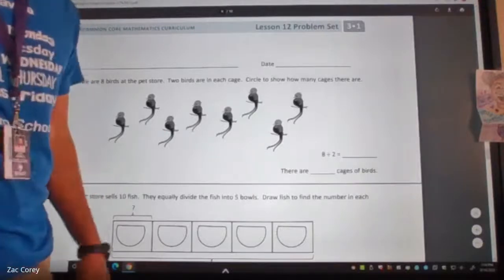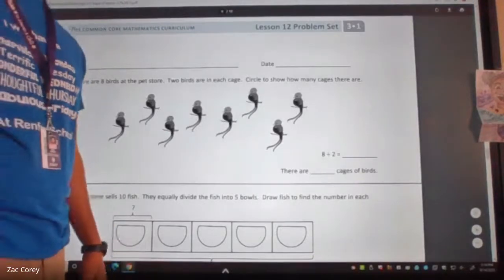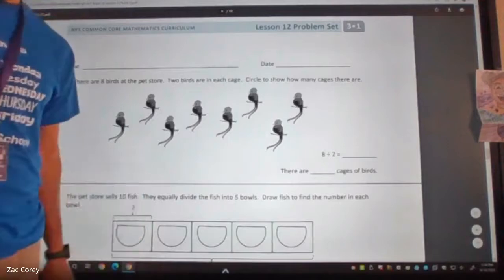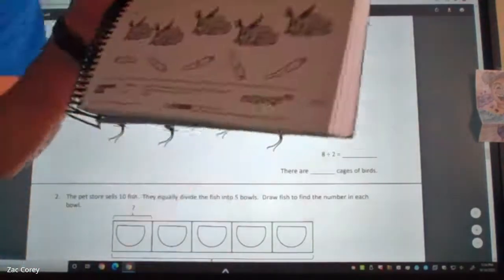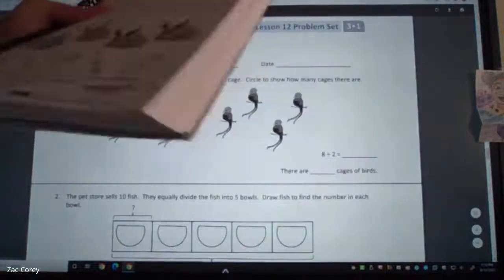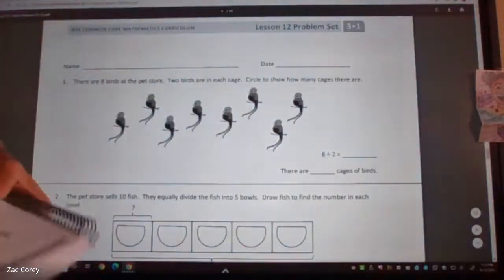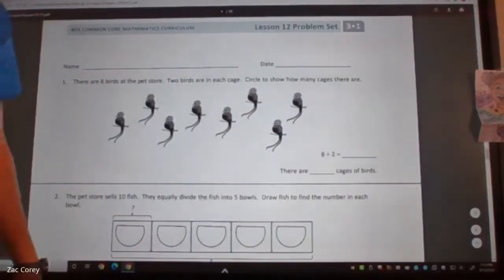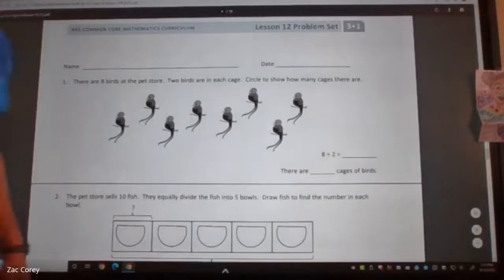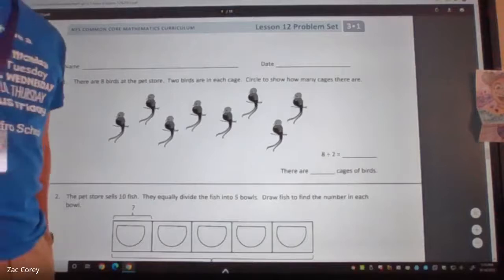Okay, we're back here doing lesson 12 today. So lesson 12 problem set. We're on page 1.d.21. And as you can see on the screen here, we got some little birdies on number 1. So if you're on the little birdie page, you're on the right one. So nice job. All right, we're going to work these out together. And then like usual, the homework page will be on your own.